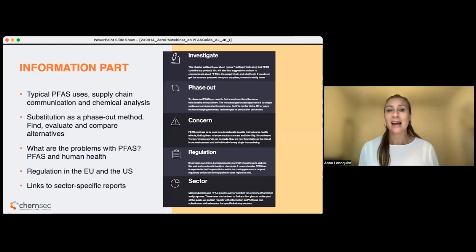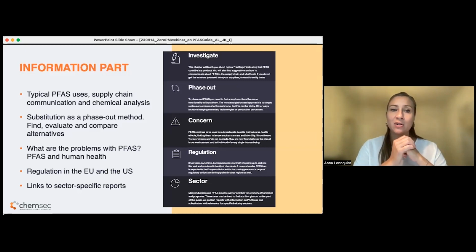Yes. So the PFAS guide is basically two parts. One is a database part, which I will go through soon. And one is the more information parts where we have different texts, basically. And the aim is very much to also help this understanding of where might there be PFAS in my business.